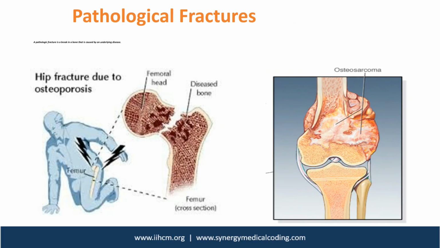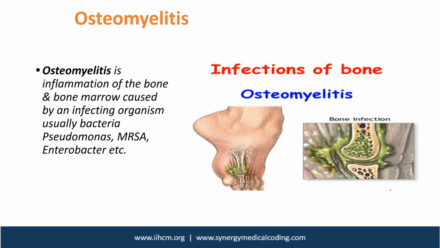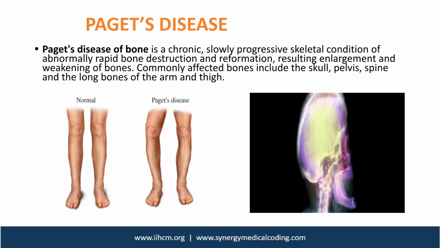Pathological fractures are breaks in a bone caused by an underlying disease, such as osteoporosis or a tumor, weakening the bone structure. Osteomyelitis is an inflammation of the bone and bone marrow, typically caused by an infecting organism, usually bacteria like Pseudomonas, MRSA, or Enterobacter. Paget's disease is a chronic skeletal condition, causing abnormally rapid bone destruction and reformation. This results in the enlargement and weakening of bones, commonly affecting the skull, pelvis, spine, and long bones.